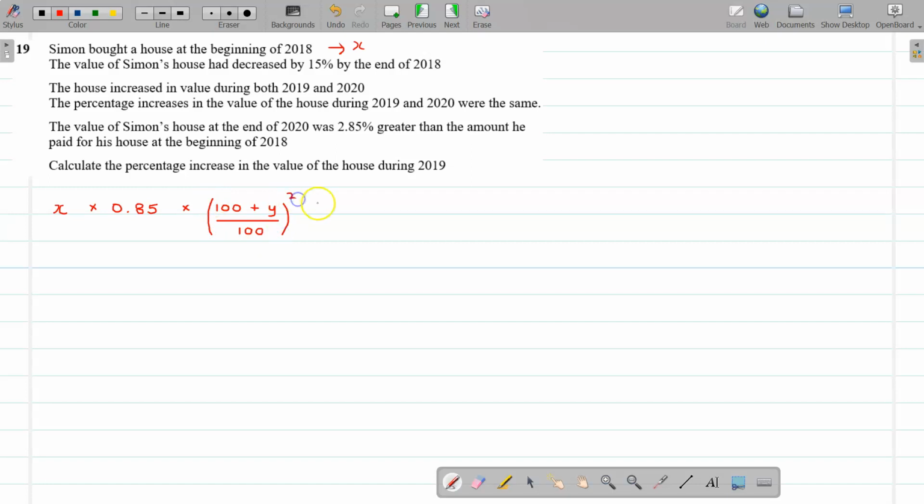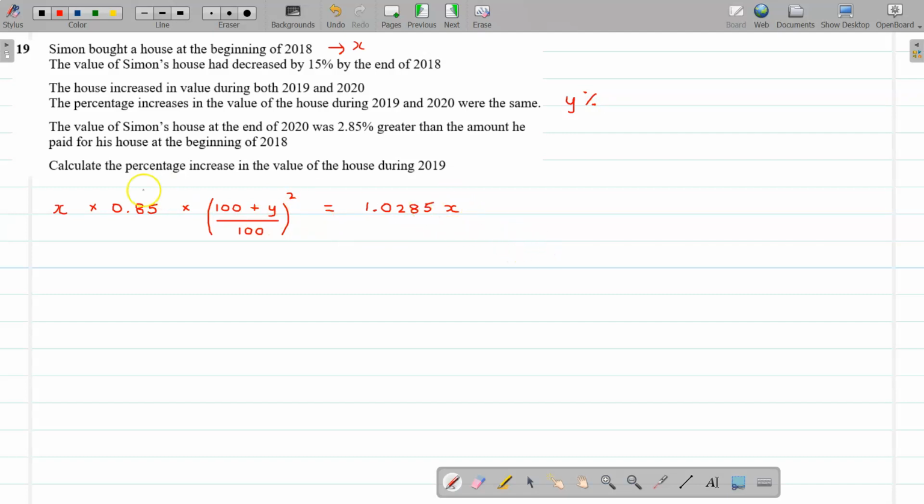And I know that when I've done all of that, the value of the house is 2.85% greater. So it's basically going to be 1.0285 times what it was originally. Now immediately I can cancel the x's. I'm just going to write here the percentage increase during both years was the same. I'm going to call that Y%. I'm just making a note of that there. That's what Y is.